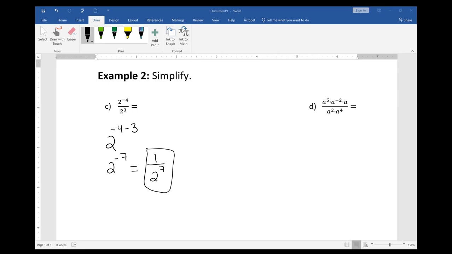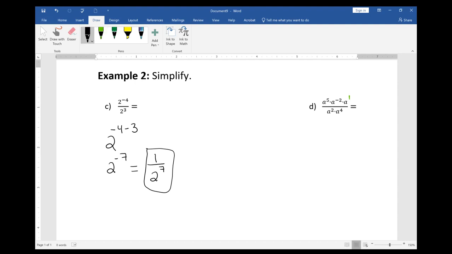Example 2, Part D. Simplify a to the power of 5 times a to the power of negative 2 times a over a to the power of 2 times a to the power of 4. So first I will go ahead and write my power on the a, so a to the power of 1. I will go ahead and work with my numerator and my denominator. So let's start with the numerator.